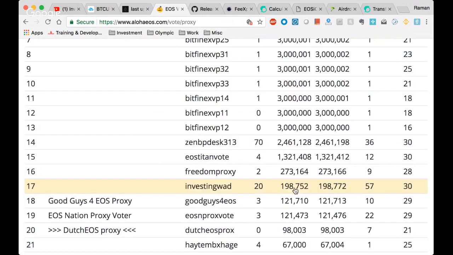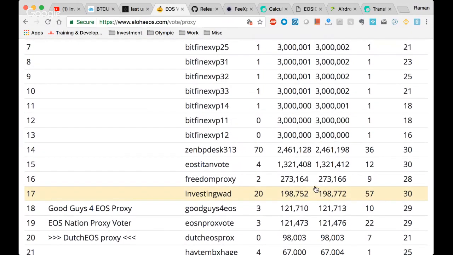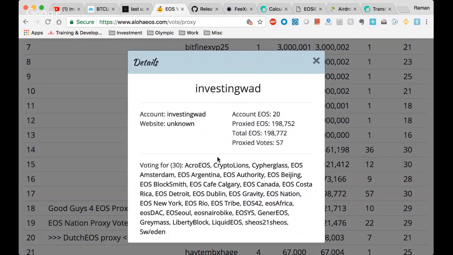So it's 198,000 EOS is what we as a community are right now voting with. And the more tokens you stake, this weight keeps going up if you are voting with us. And if you want to see which block producers we are voting for every week, because the vote starts decaying every week, you can click on this link and you will see our block producers.